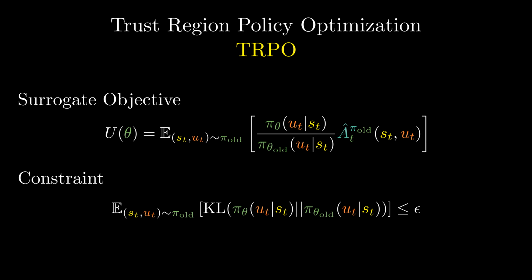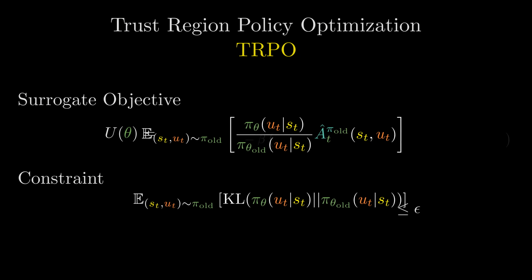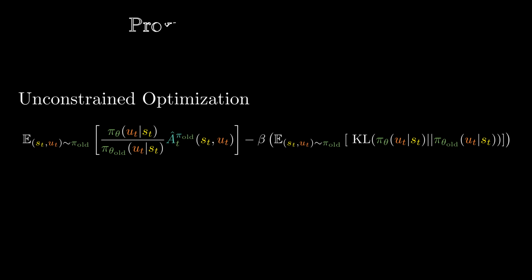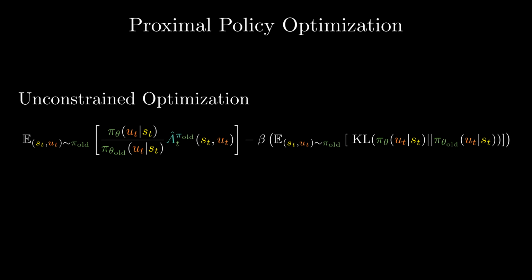But making this constrained optimization work is tricky. It involves a second-order optimization problem, along with various approximations to make it tractable. Let's try simplifying this. One simple approach is to transform the hard constraint into a penalty term. Now our problem becomes unconstrained, and we can apply standard gradient-based methods. This is a version of Proximal Policy Optimization, often referred to as PPO-Penalty.